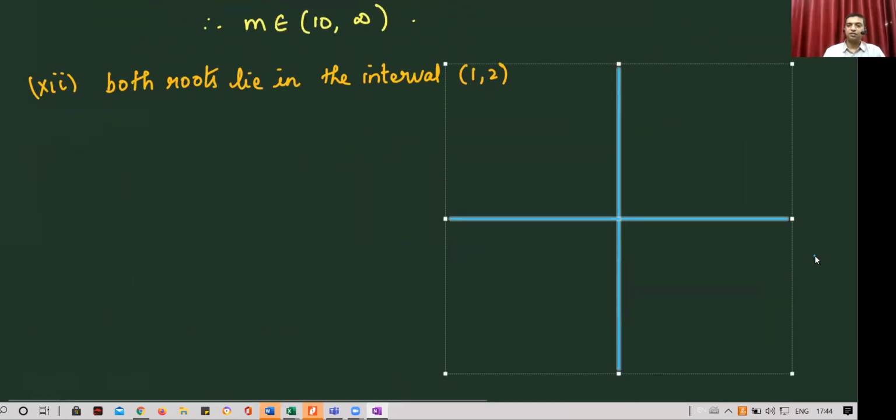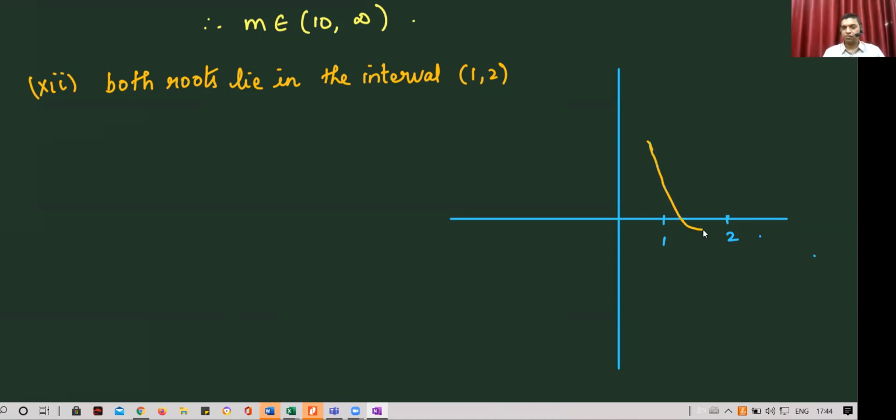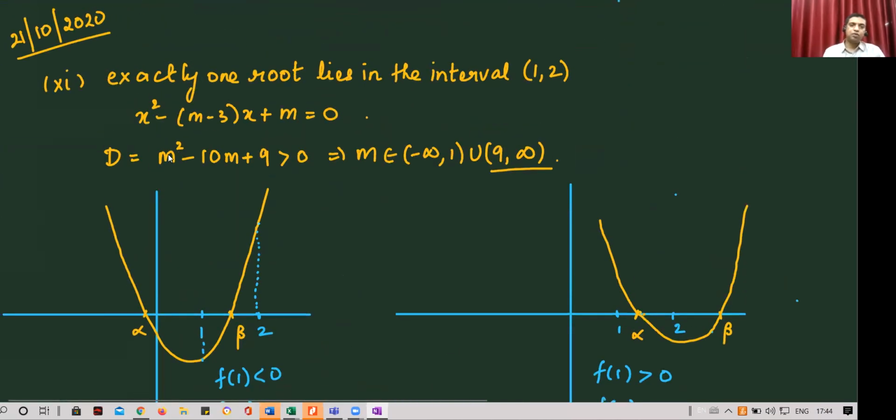Very good. And sir, we need to take the other condition where we add the functions of 1 and 2 and it will be negative. Why? Because even if they were both negative, the product would have been positive. No, look at the graph. Both roots lie between 1 and 2.